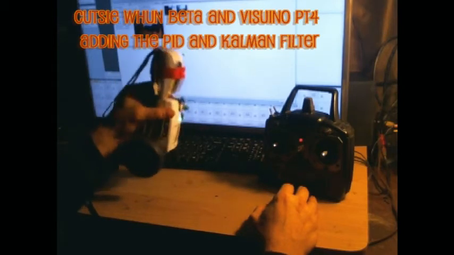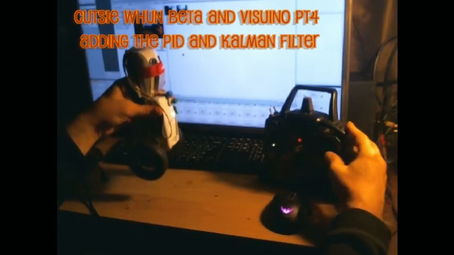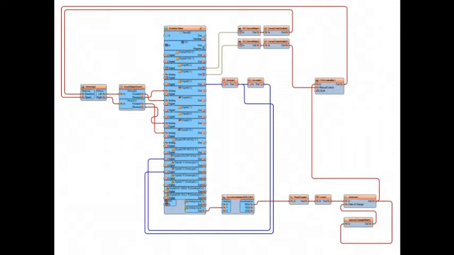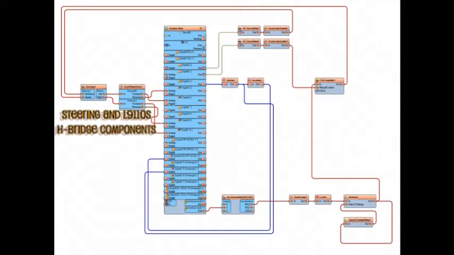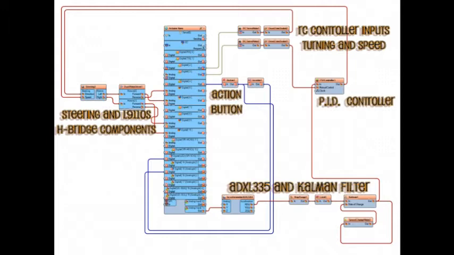It's time to add the PID and the Kalman filter. Alright, the components you've got to set up are your steering and your H-bridge components, your RC control for turning and speed, your action button setup, your PID controller, and then your ADXL335 and your Kalman filter.